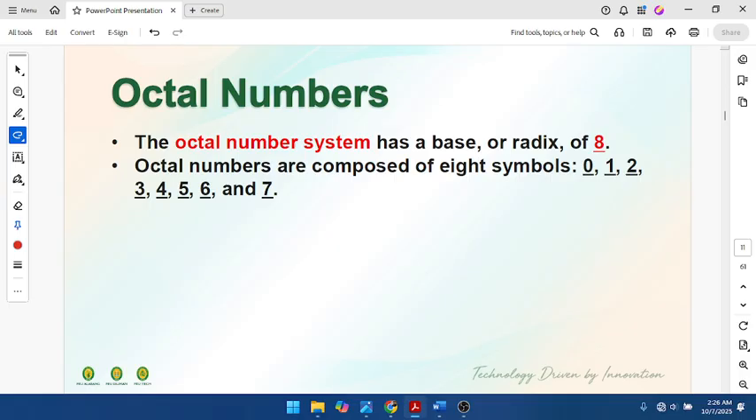So why do we need an 8 base system? It serves as a convenient shorthand for binary, since long strings of binary are hard for humans to read. The magic of octal is that one octal digit represents exactly three binary digits or bits. This is because three bits can create 2 to the power of 3, which is 8 unique combinations, from 000 through 111. So it maps perfectly to the octal digits 0 up to 7.